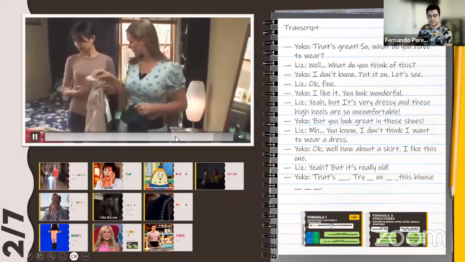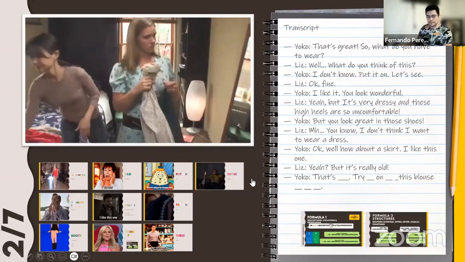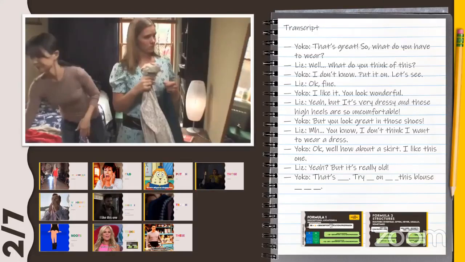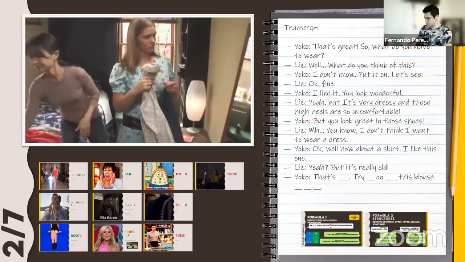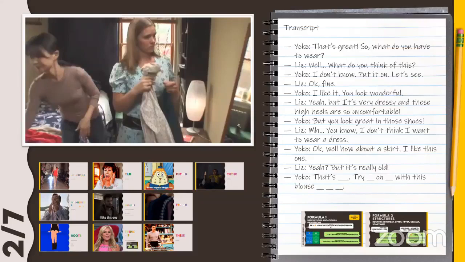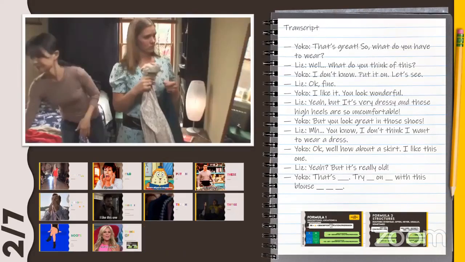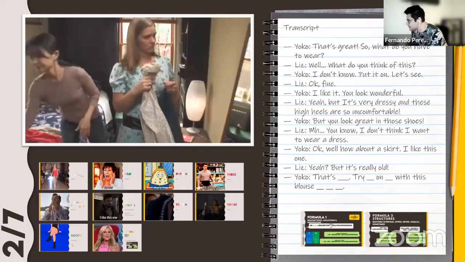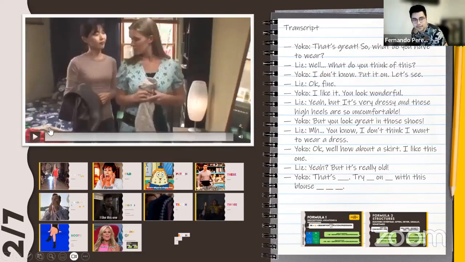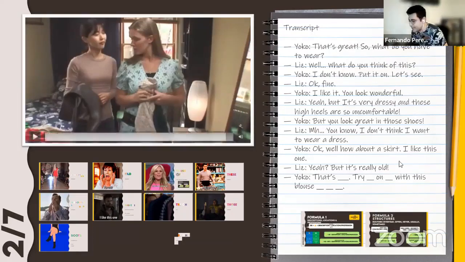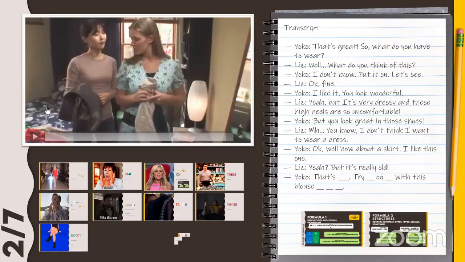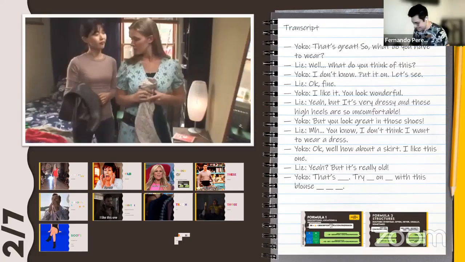With this blouse and these boots. With this blouse. And the final object? No. The final object. The final object that Yoko mentions. The final object that Yoko has in the hands. With the boot. Exactly. Okay. Yes.